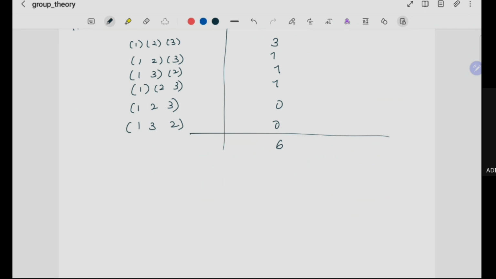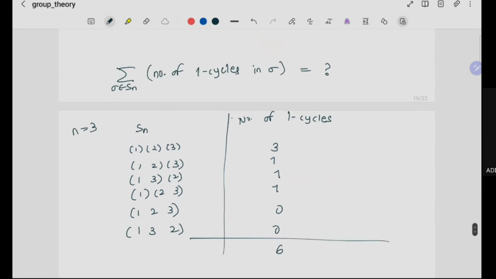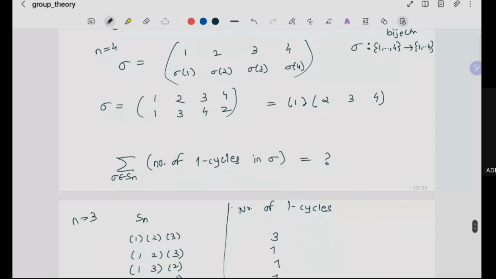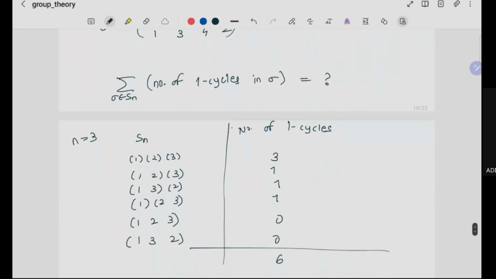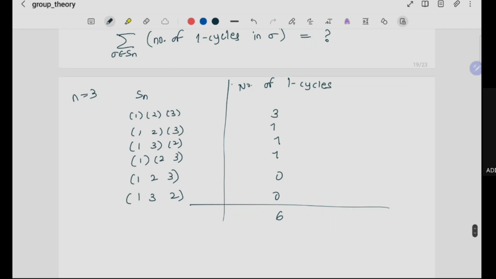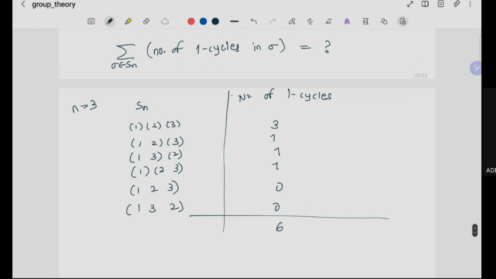Ma'am, can you explain once more? Okay, what is it that you couldn't get? If the question is specific, I can proceed accordingly. Ma'am, I don't understand why you have written 3 for that 1, 2, 3 cycle. Where 3? In the number of 1 cycles.